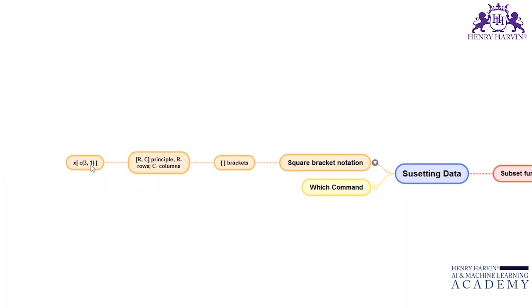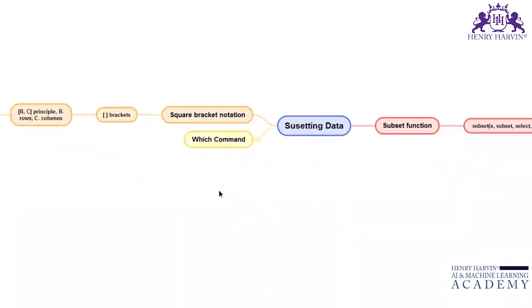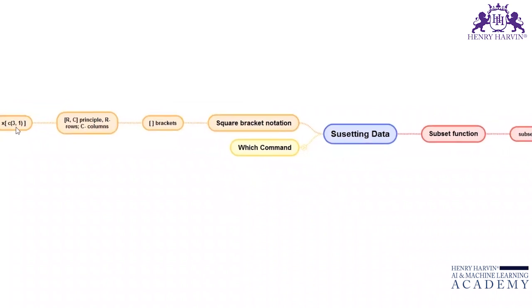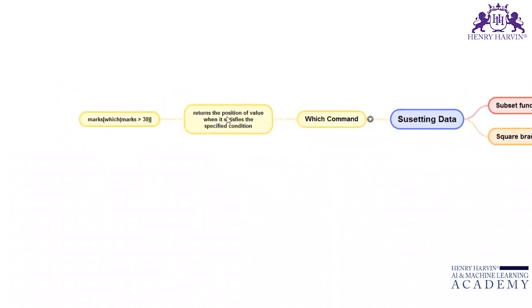As you can see in the example, you give the name of the data set, that is X. Within the square brackets, you can mention the rows and columns that you want to include or exclude. If you want to exclude, put a minus sign before the value and it will exclude that value. The last we used is the which command. It returns the position of the value when it satisfies the specified condition. And if you want to subset by that position number, you can always use square bracket notation with the dataset name. So it will return the values of that position.